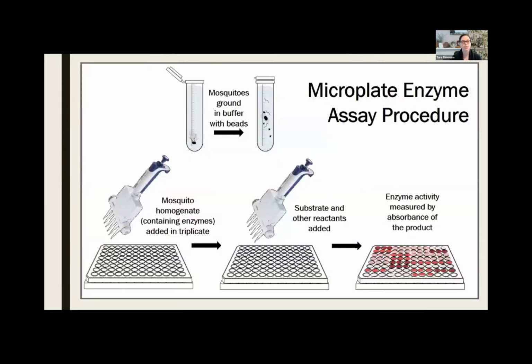To do this, the mosquitoes get ground up, and that ground up mosquito, or the homogenate, gets added to these plates in triplicate. The detoxifying enzymes that we're trying to measure are found in that mosquito homogenate. Then you add a substrate or other reactants to the plate. This starts a chemical reaction that produces a product that has a color. Depending on how much enzyme activity there is, you get a darker or a lighter color, and that can be measured using an instrument that measures the absorbance. So it measures how much color or how much product is in that plate.